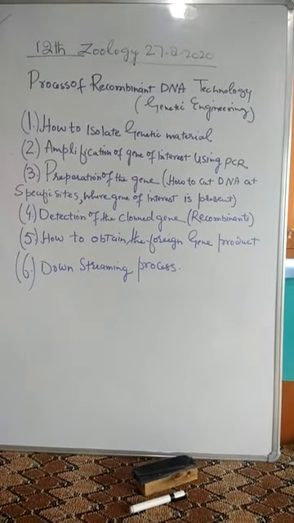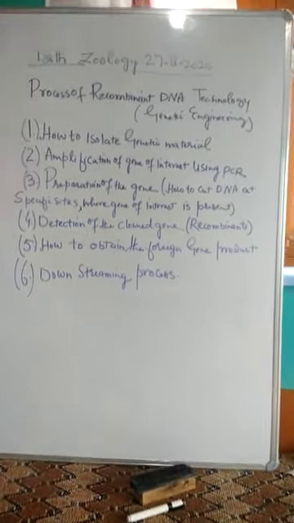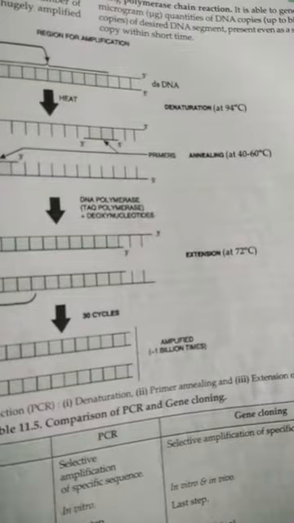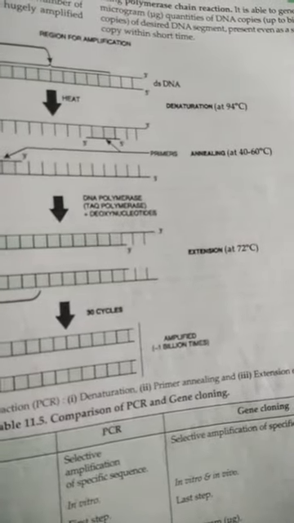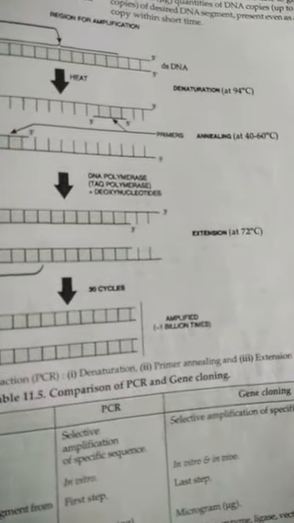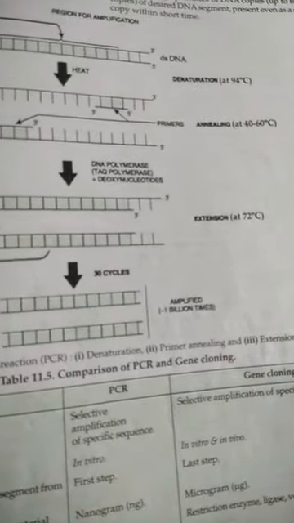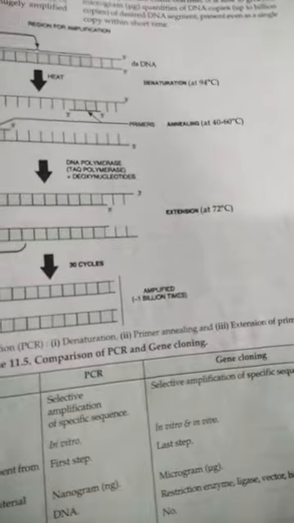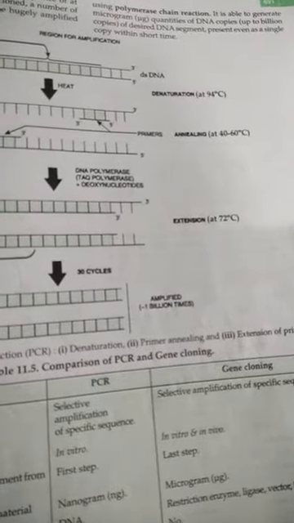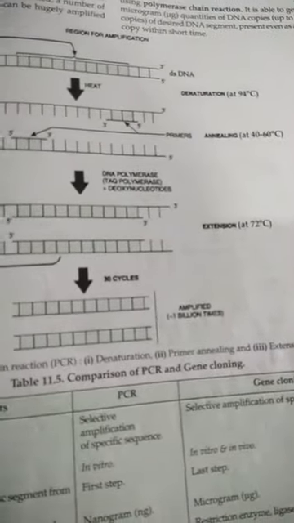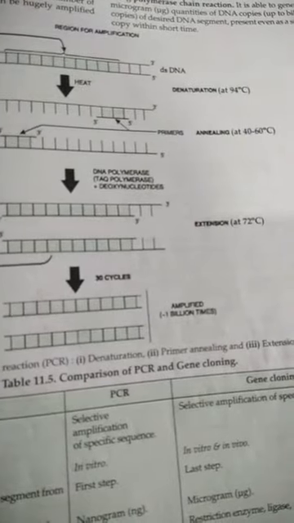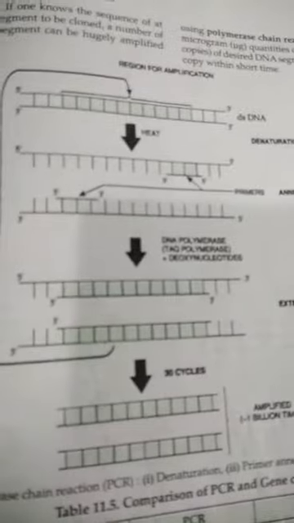These steps can be seen from this diagram where we follow the different steps. The first step is denaturation at 94 degrees centigrade. The second step is annealing of the primers. The third step is DNA polymerase, Taq polymerase. The fourth step is extension at 72 degrees centigrade. And the fifth step is amplification, via which the DNA of interest is obtained.